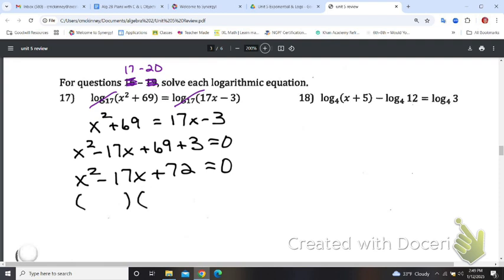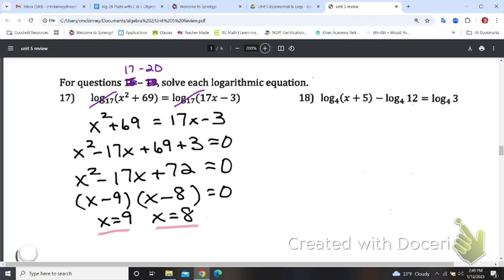So we're going to factor what multiplies to be 72 and adds up to 17, which would be 8 and 9. And then we have two solutions. I just want to make sure that those are not logs of something 0 or negative. And they're not, so we're okay. Remember, there was a little bit about extraneous. They're not extraneous. They're both good.